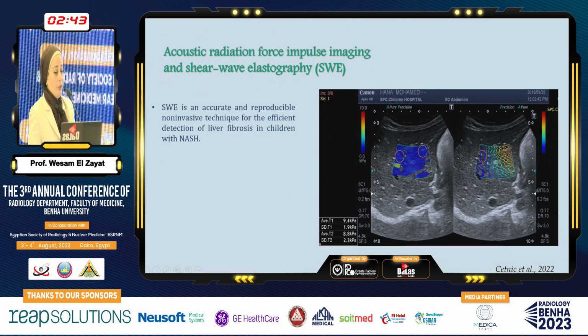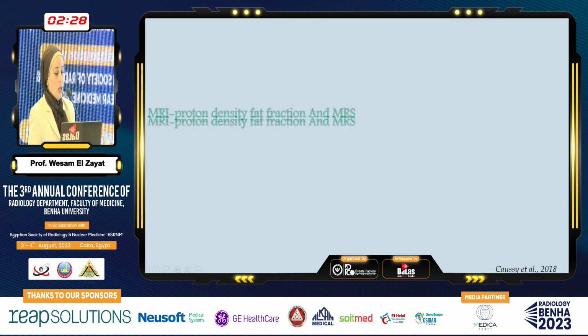Shear wave elastography is an accurate and reproducible, very important non-invasive technique for the efficient detection of liver fibrosis in children with NASH. It is simple and fast for the stratification and follow-up of these patients.